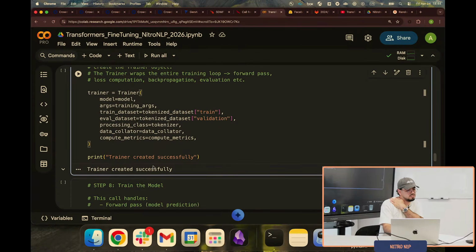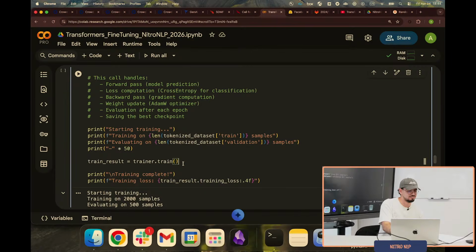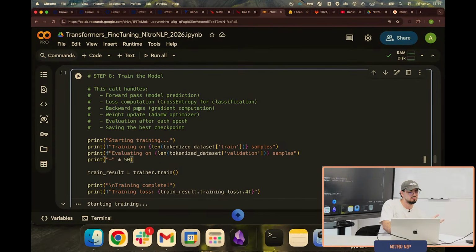So this is basically the trainer. In order to train the model, you just do train equals trainer.train. That's the most efficient way as far as I know. This would run for around 3 to 5 minutes, depending on how Colab decides to collaborate. But what this call would do is take the forward pass, so the model prediction. It would also compute the cross entropy for classification, do the backpropagation, and update the weights using the AdamW optimizer. It would evaluate after each epoch, and it would save the best checkpoint, which would probably be the last, considering we're training for 3 epochs.